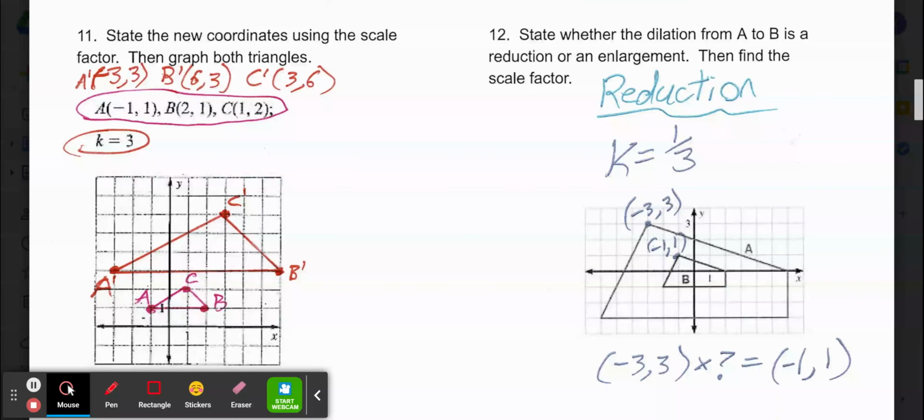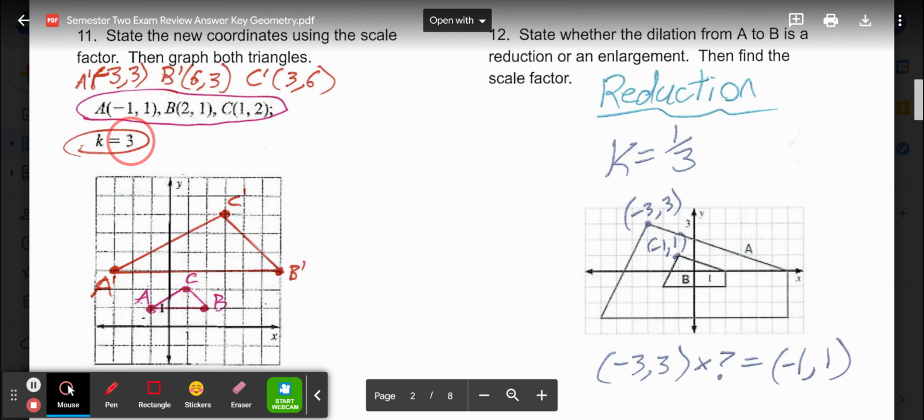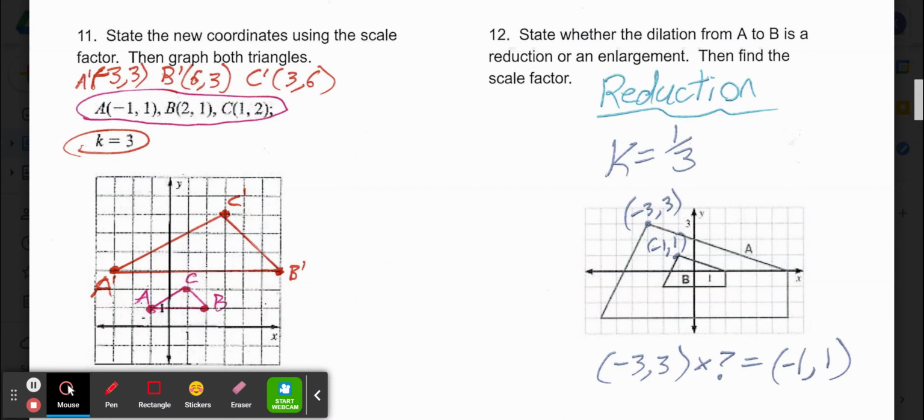Then in 11 and 12, we're dealing with dilations or scale size changes. So given the scale factor of k, to find our new coordinates, we would take our original coordinates and multiply both the x and y values by the scale factor k. So negative 1, 1 times 3 gives us a prime, and so on for our other 2 points. And then you can graph both triangles, the original ACB right here, and then our final image, A prime, C prime, B prime, right there.